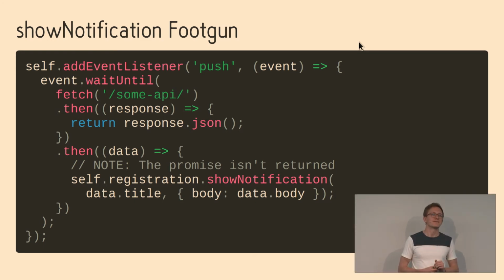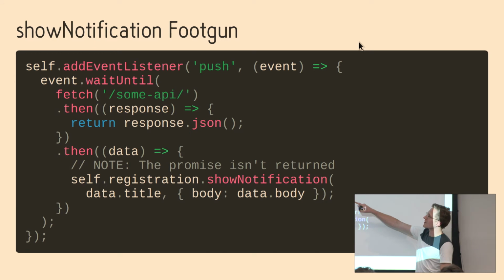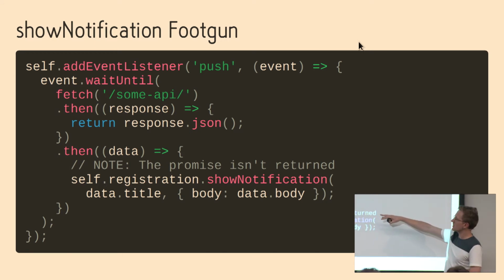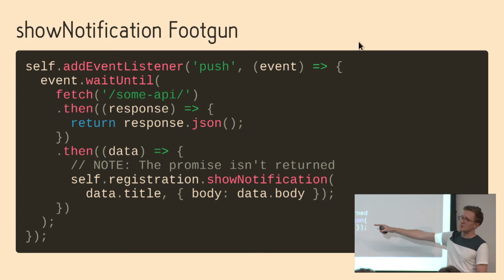I'm actually going to wait. No, I'm not. So what we're doing is we're saying event.waitUntil, that's fine. We're passing in a promise from fetch. We're doing some extra work. And then at the end, we're showing a notification. The problem is we're not returning the notification promise.